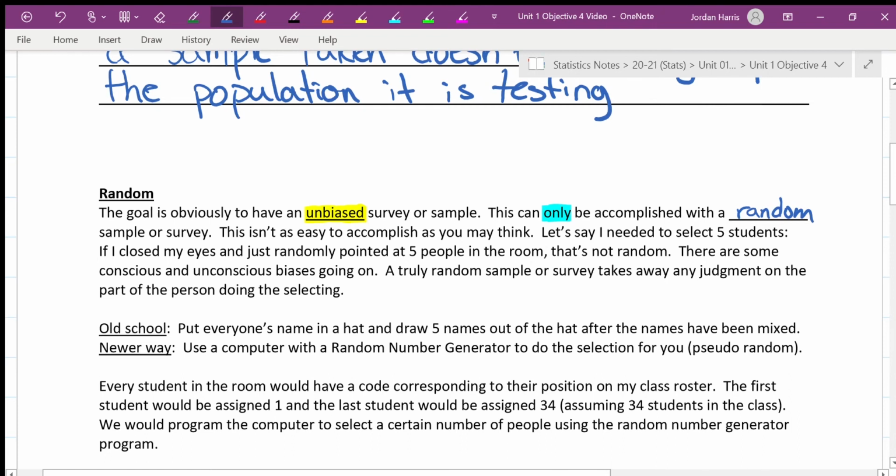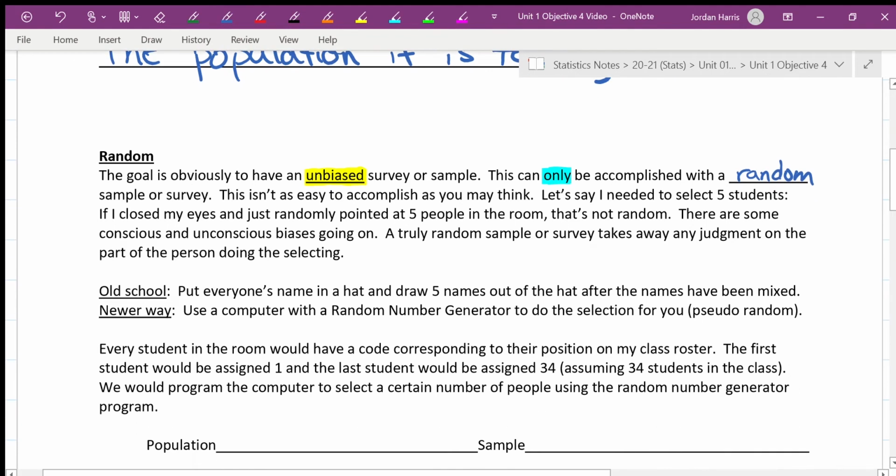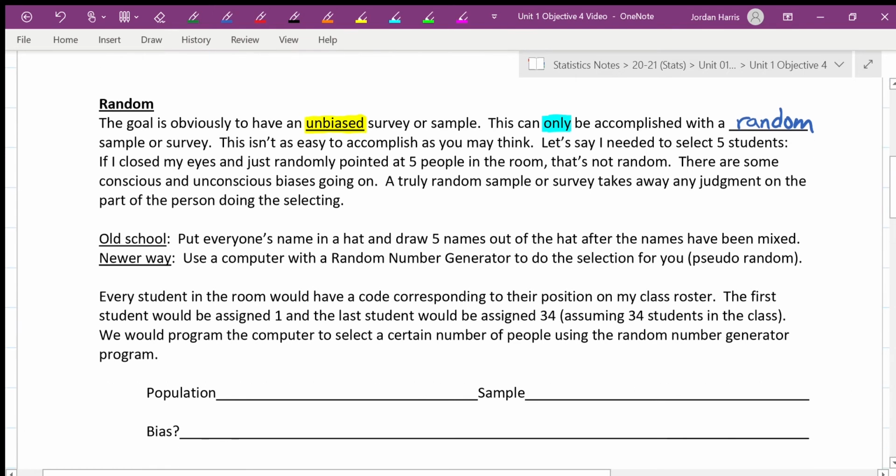This isn't as easy to accomplish as you may think. Let's say I need to select 5 students. If I close my eyes and just randomly point at 5 people in the room, that's not random. There are some conscious and unconscious biases going on. A truly random sample or survey takes away any judgment on the part of the person doing the selecting.